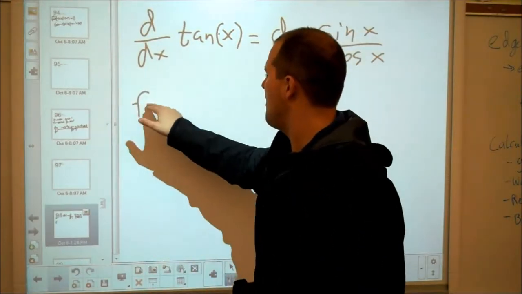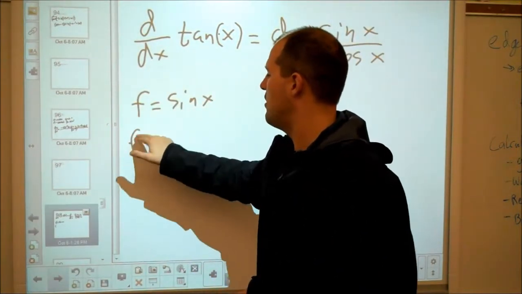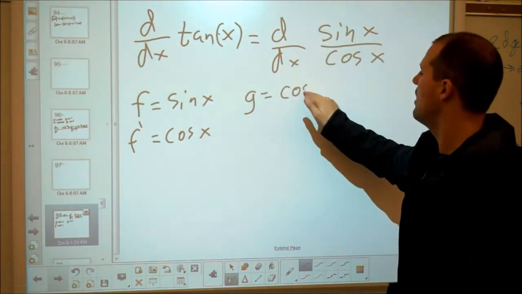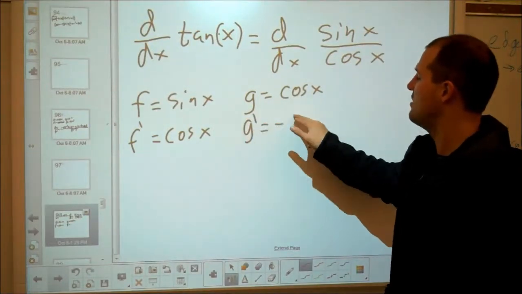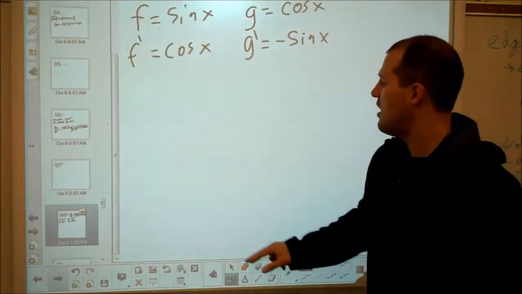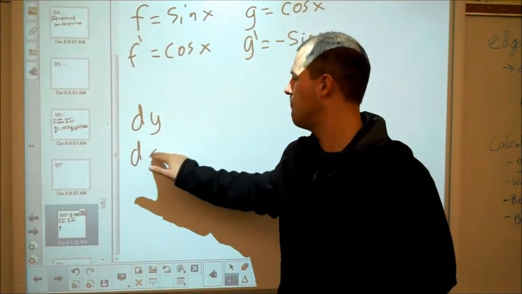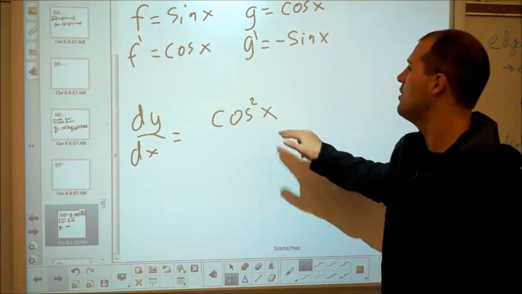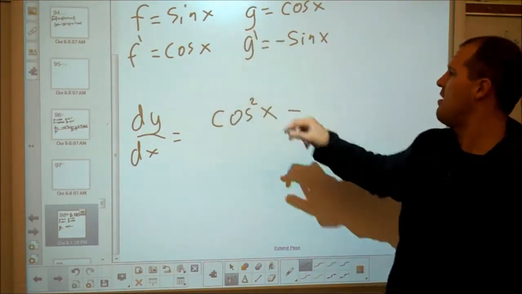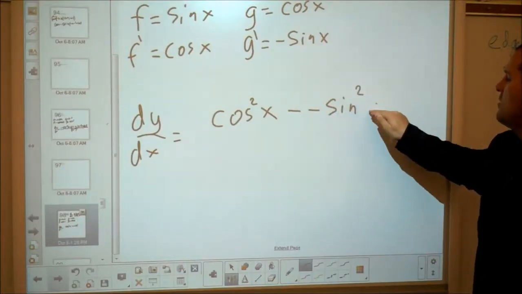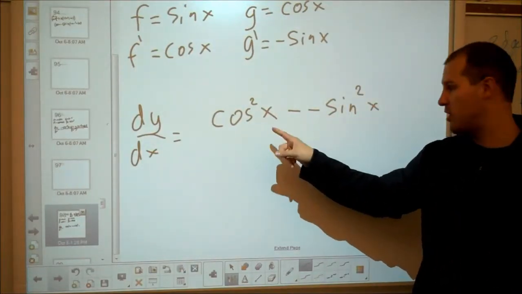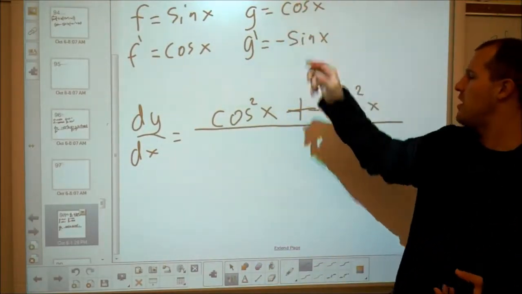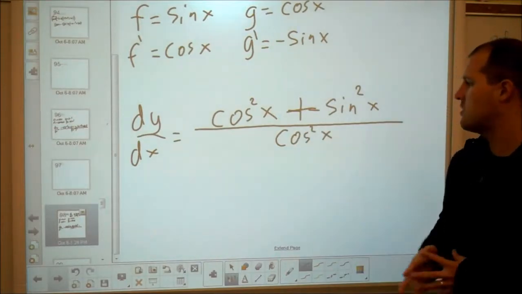So let's do that. Our f function is going to be sine x. We remember that the derivative of that is cosine x. G is cosine x. We remember that the derivative of that is negative sine of x. And now it is quotient rule time. Okay, let's plug it in. F prime g. Cosine times cosine is cosine squared minus g prime f. That's negative sine squared. And notice, I've got two minuses next to each other. Minus a negative is really a plus. Divided by g squared. So g squared is cosine squared x.